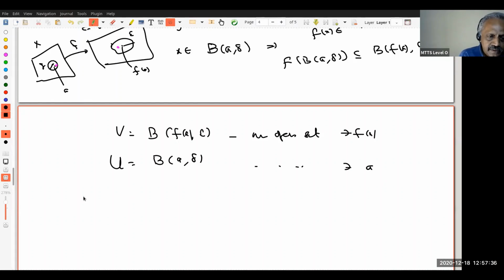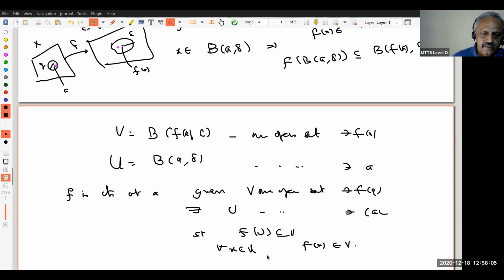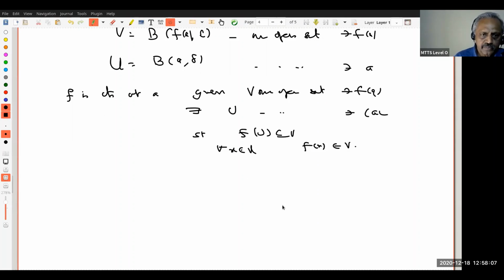So what have we shown? If f is continuous at a, given V an open set containing f(a), there exists U an open set containing a, so that f(U) is contained in V. That is the same as saying for every x in U, f(x) belongs to V. You see that? So for this V and U only we have proved.